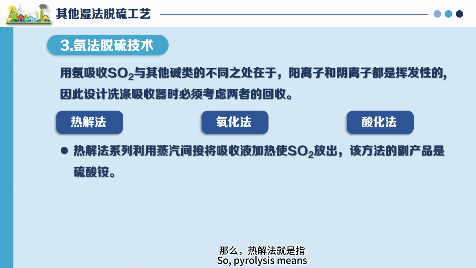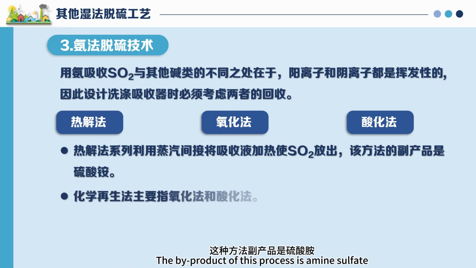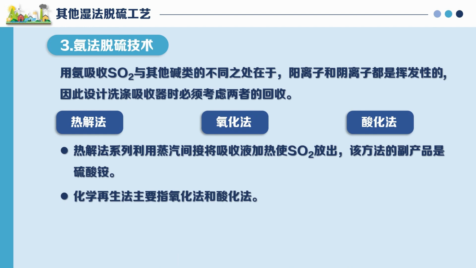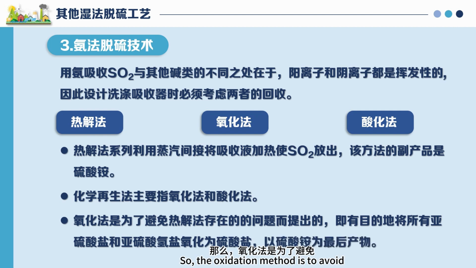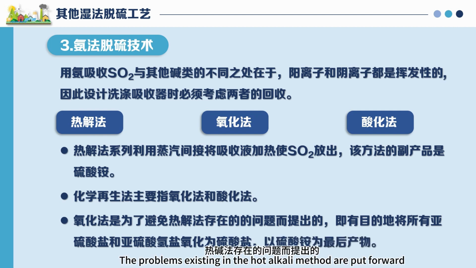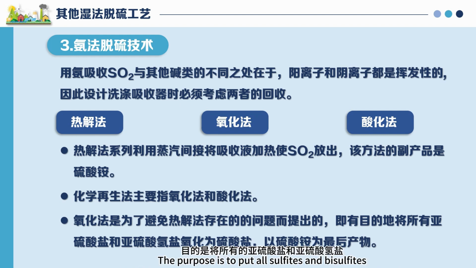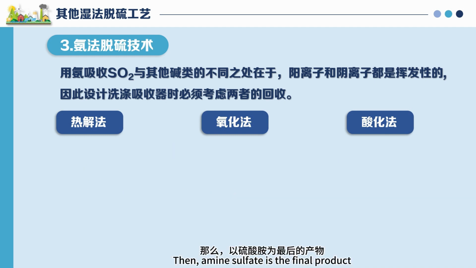So, pyrolysis means indirect heating of the absorption liquid by steam. Then, the sulfur oxide is released. The byproduct of this process is ammonium sulfate. The oxidation method was put forward to avoid the problems existing in the hot alkali method. The purpose is to oxidize all sulfites and bisulfites to sulfate. Then, ammonium sulfate is the final product.